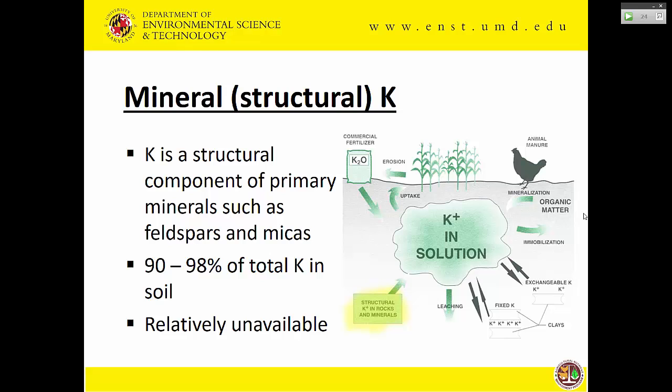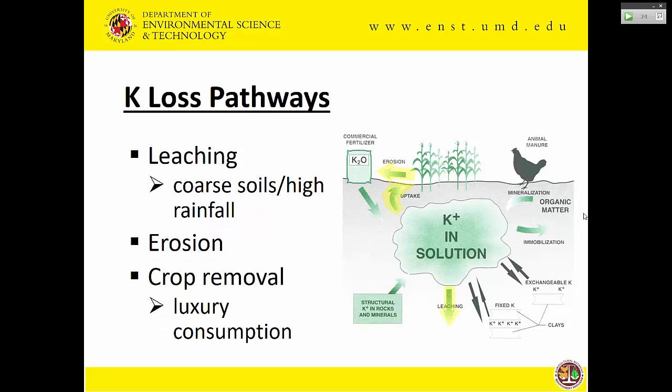They say relatively unavailable. What that means is under normal circumstances, it's not going to be available, unless all the potassium from the soil solution and exchangeable pools is depleted, then eventually it can be released back. But on the time scales we are looking at, it's going to be unavailable.